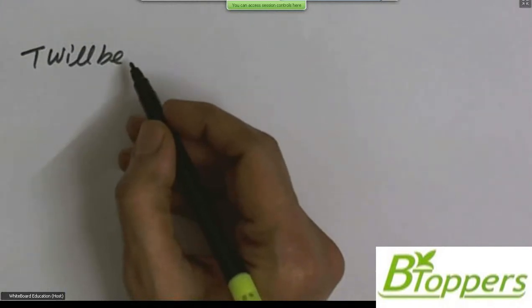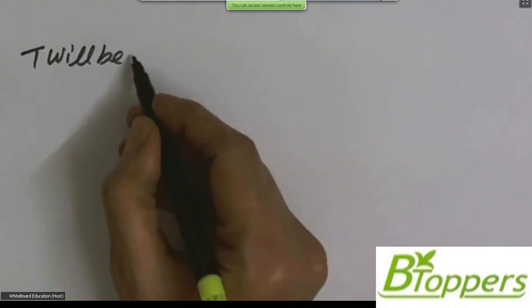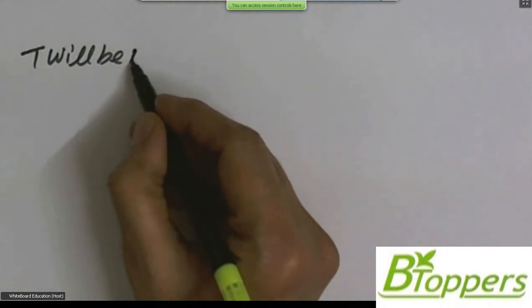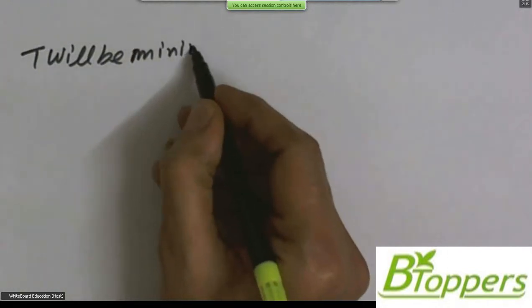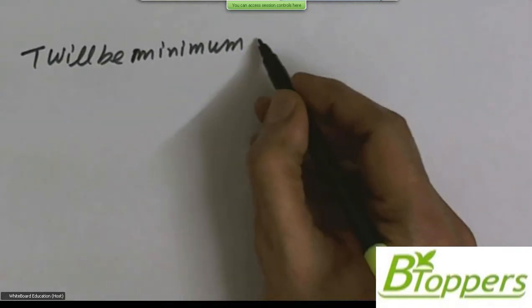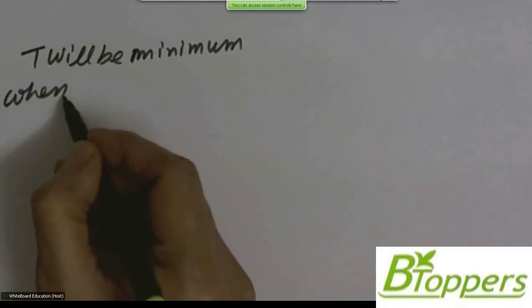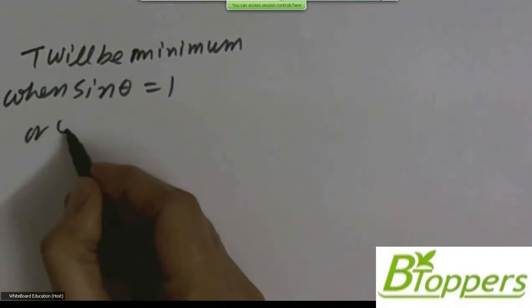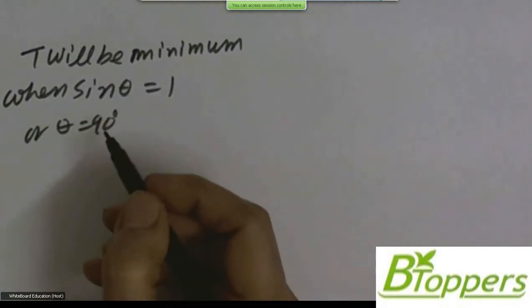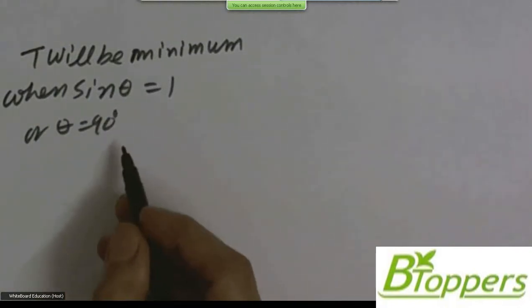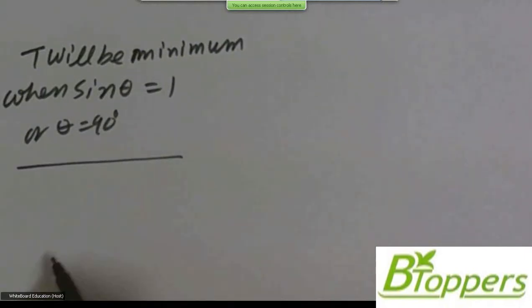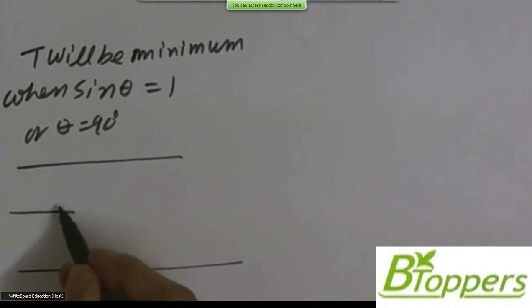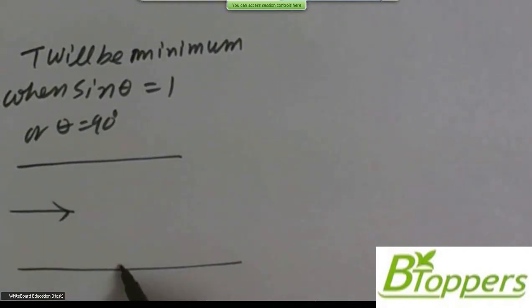the time taken by the boat to cross the river will be minimum when sin theta is maximum. The maximum value of sin theta is equal to 1. Sin theta is equal to 1 when theta is 90 degrees. Theta is the angle between v bar and u bar. So the time taken by the boat or swimmer to cross the river will be minimum when v bar is directed perpendicular to u bar.